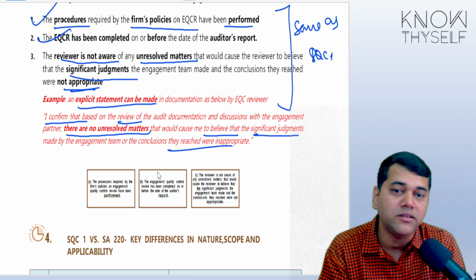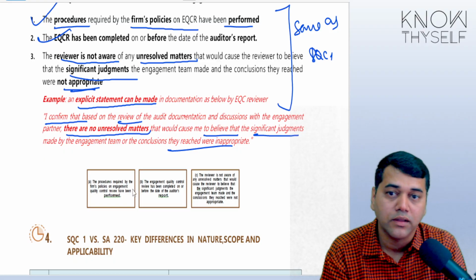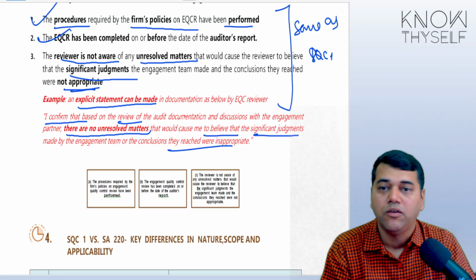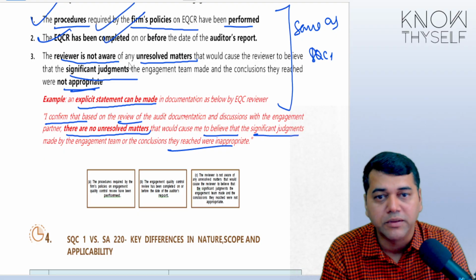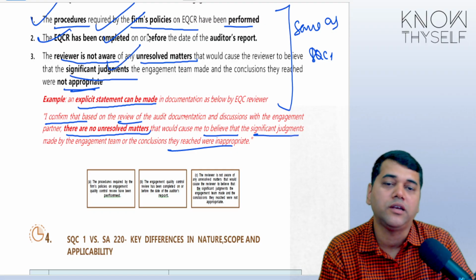So there are three elements the EQCR has to do. One is that your firm's policies and procedures have been complied with, the EQCR has been complied with, and he is not aware of any unresolved matters.